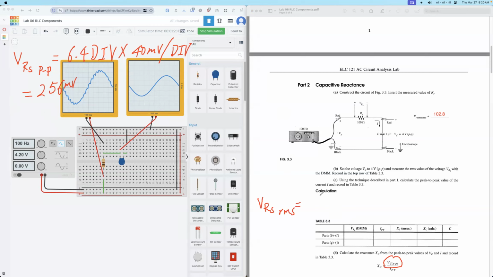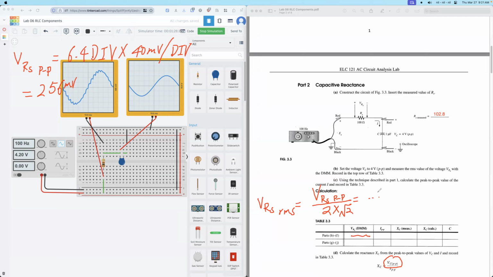It's the VRS peak to peak value. First divide by 2, then you get the magnitude. Then divide by the square root of 2, then you will get the number. This is the RMS value. Then you will write down the number in this position, VRS.